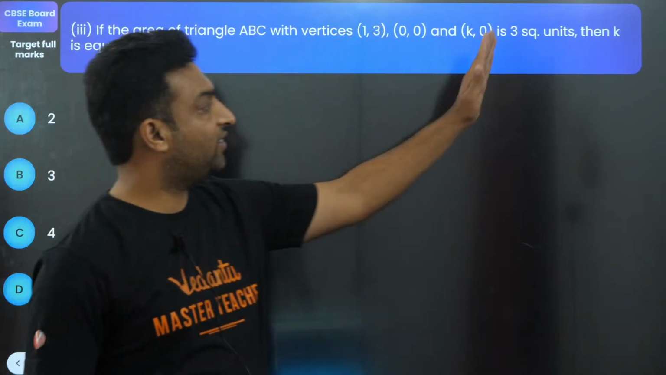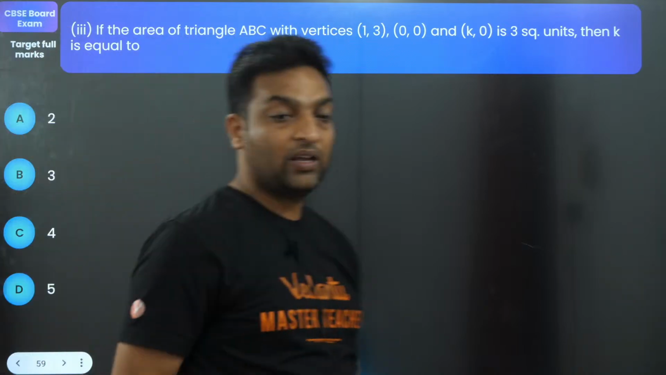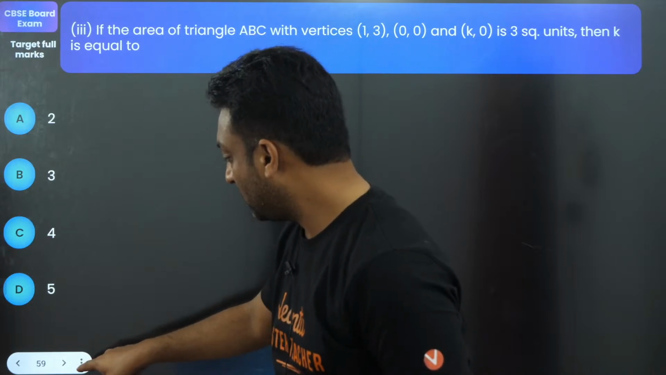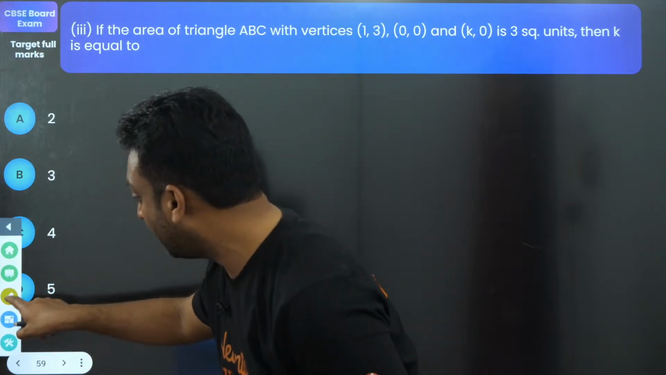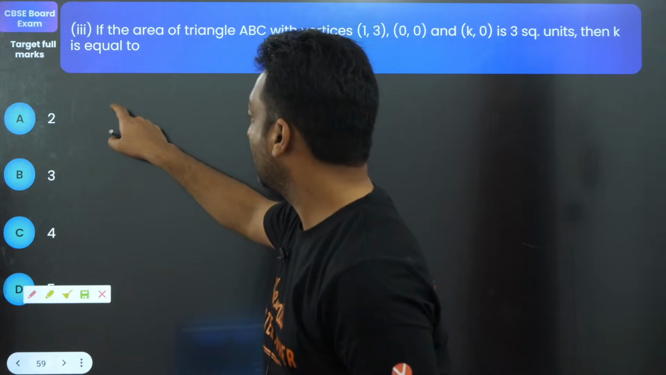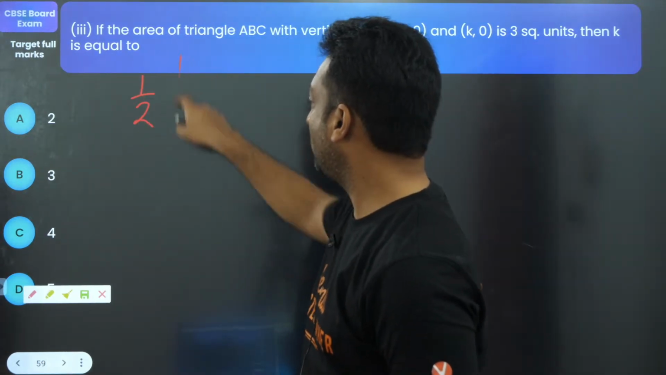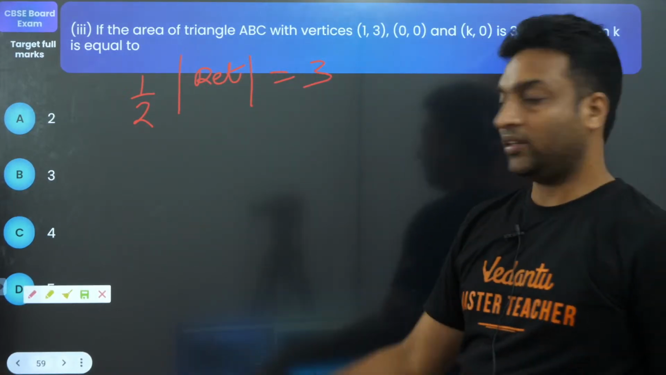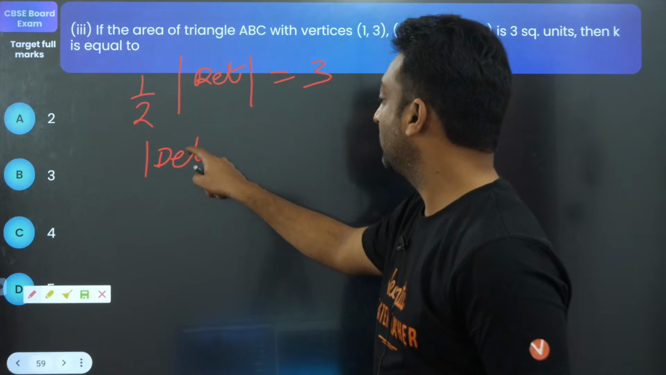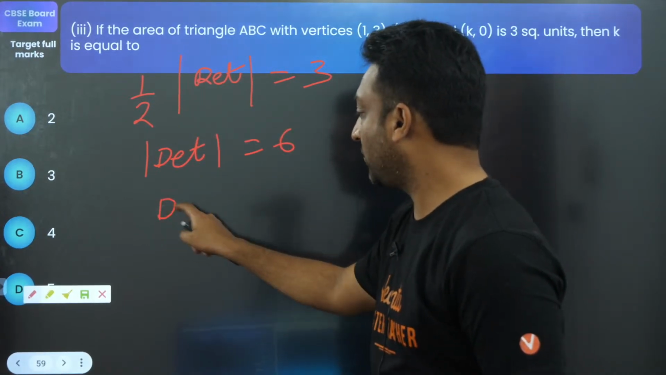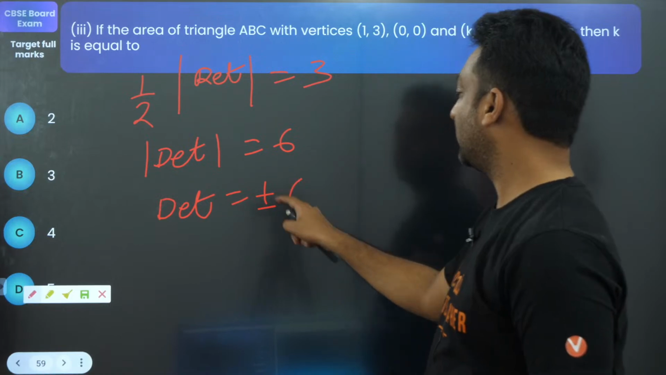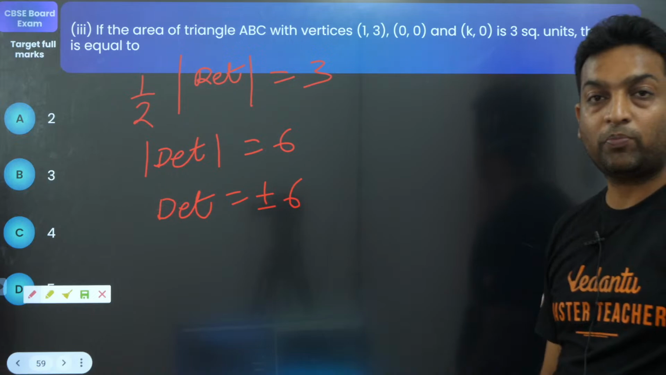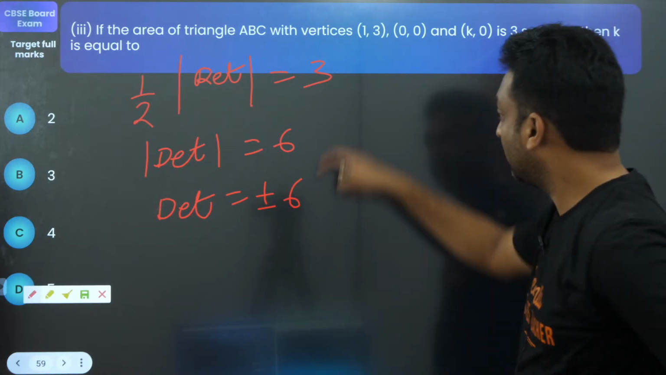Area of triangle, this is 3. Area 3 है. Area of triangle is 3. That is half into determinant का modulus 3 है. Half into modulus of this determinant is 3. That is modulus of determinant is 6. That is determinant must be equal to plus minus 6. Whatever determinant that is, that must be equal to plus 6 or minus 6.